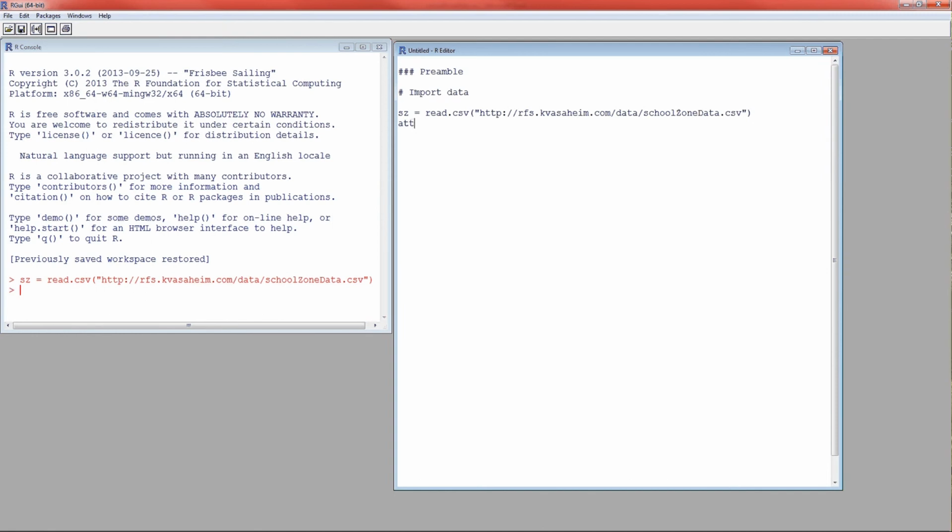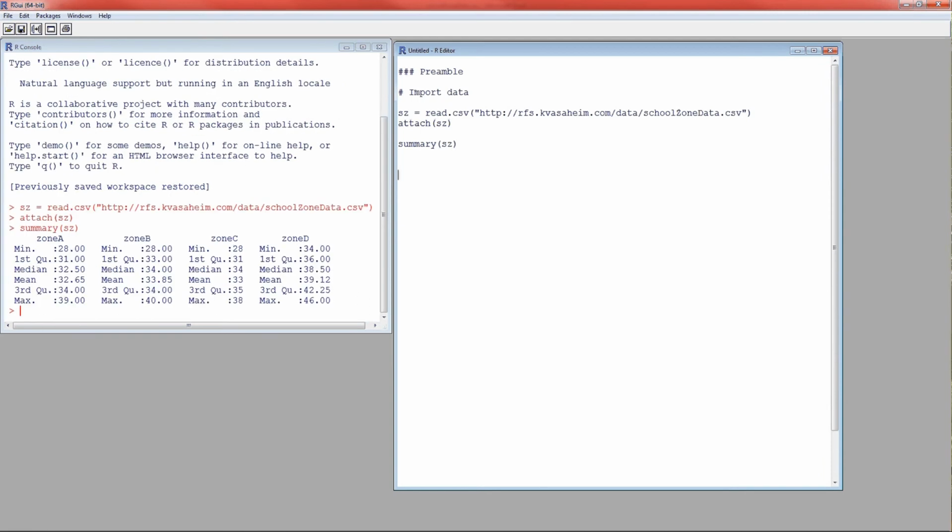We're going to attach the dataset. And while we're at it, we're going to do a summary of it. Remember, attaching a dataset is fine as long as you're only working with one dataset in your analysis. And it does make things a little bit easier to type out. So we've got 4 school zones, Zone A, Zone B, Zone C, Zone D. We've got the sample statistics over on the left.